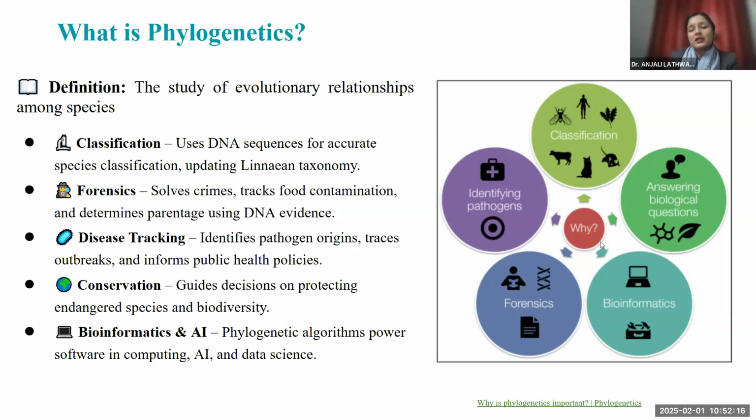Conservation, basically. Let's say I have to see how much two species are related. If I look at two cat species, let's say tigers, lions, or leopards, how closely they are related will also help me design certain conservation policies. If these are very similar, can similar conservation policies work for this group of species or not?